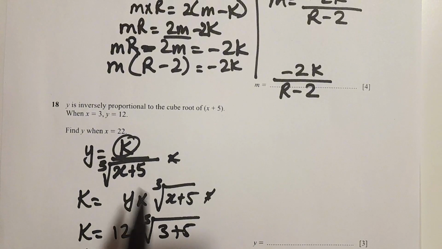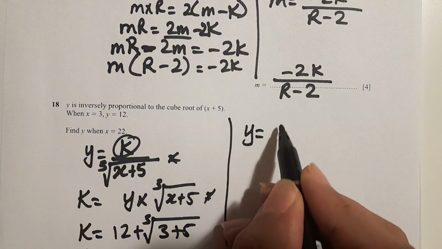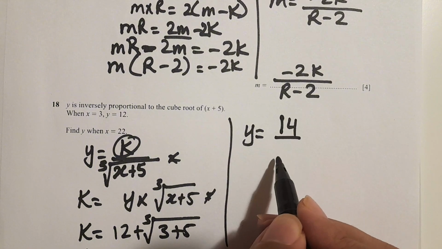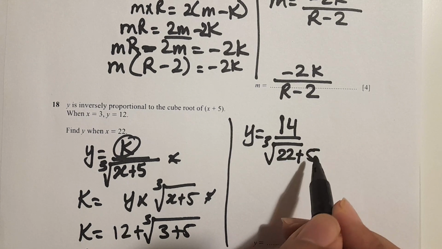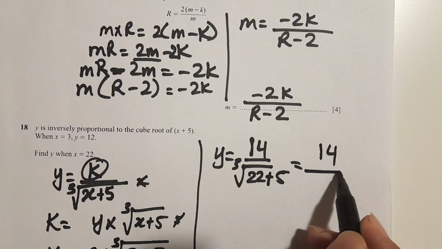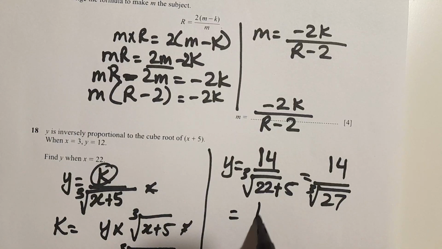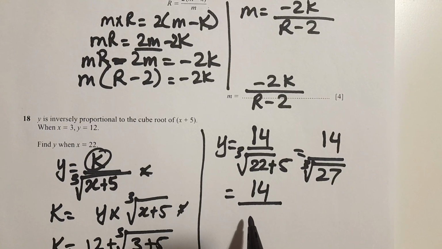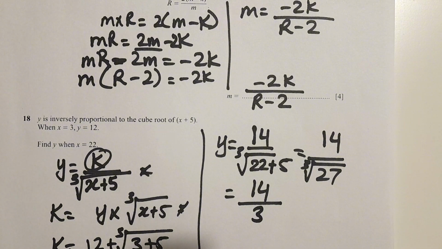Now we have to calculate the value of y when the x value is 22. So y is equal to k, which is 14, divided by the cube root of 22 plus 5, which will be 14 divided by the cube root of 27. The cube root of 27 is 3, because 3 times 3 is 9, and 9 times 3 is 27, so 3. So what we will do is we will move the values.